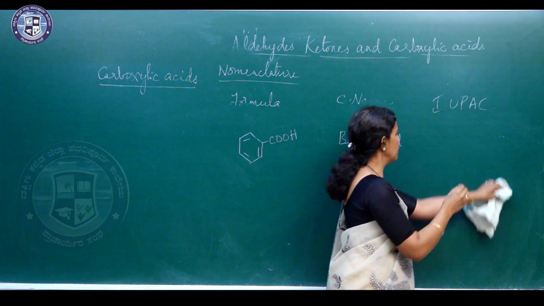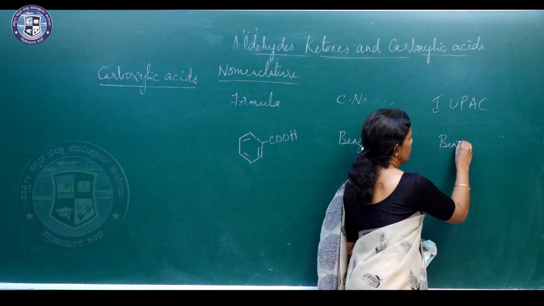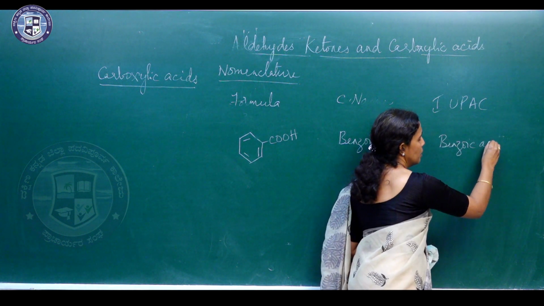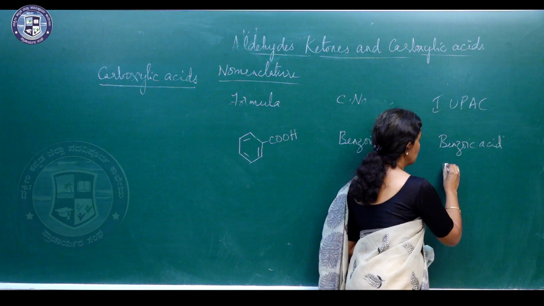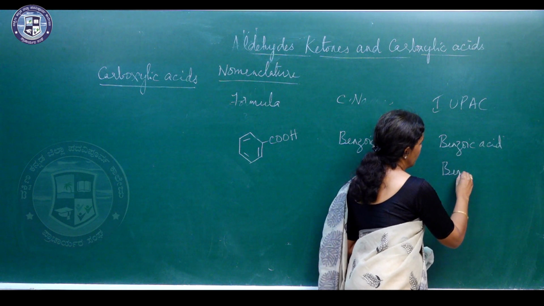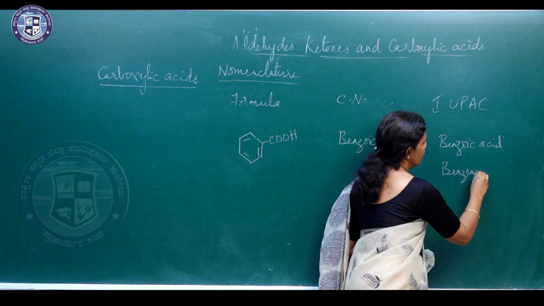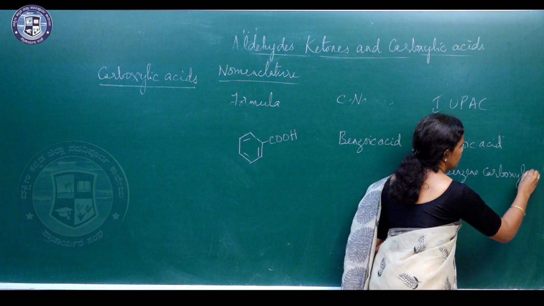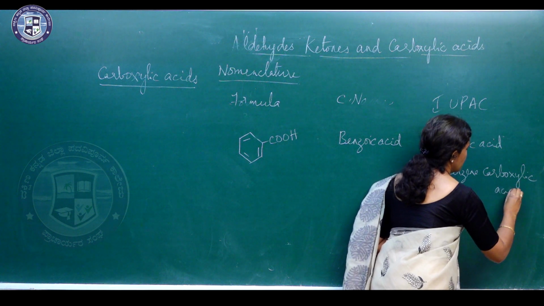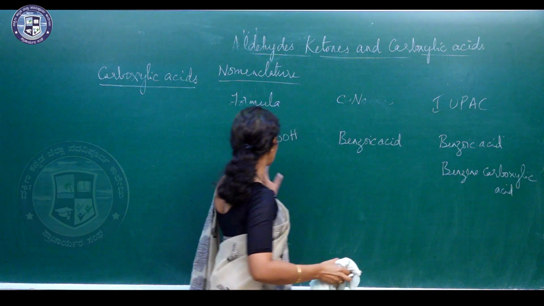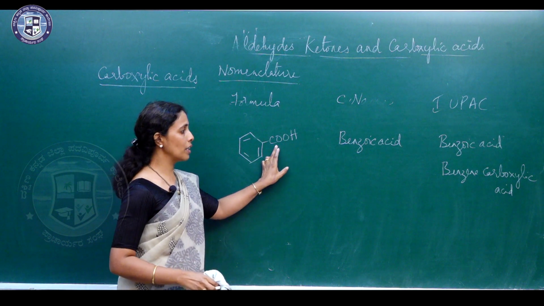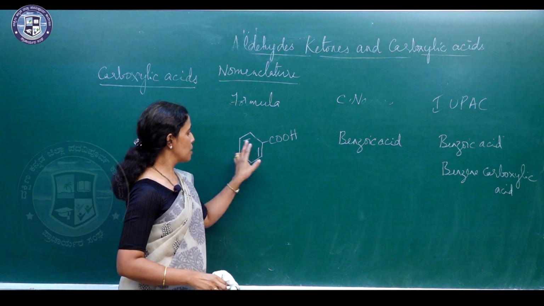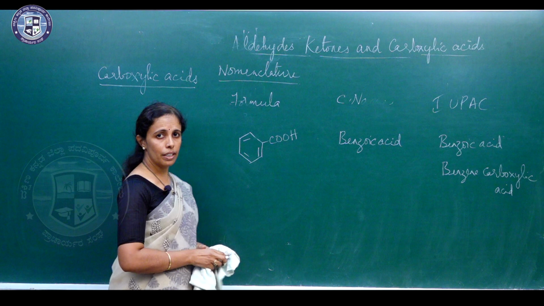So, you can write it as benzoic acid, or it is also called benzene carboxylic acid. Benzene carboxylic acid, because the benzene ring is attached to one carboxylic group. So, it is called benzene carboxylic acid.